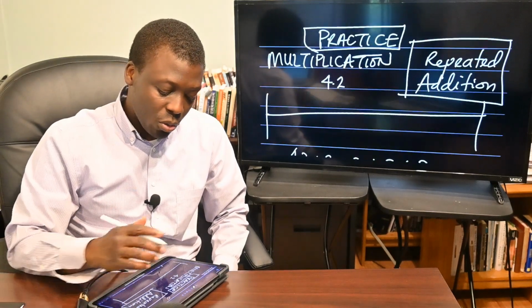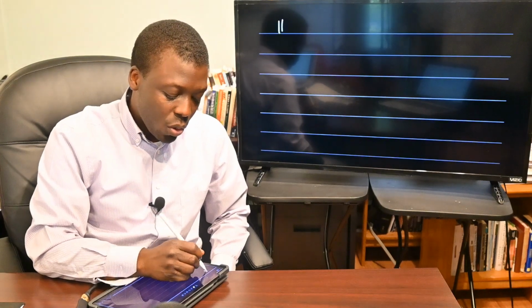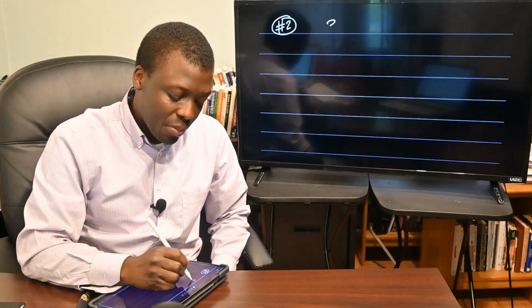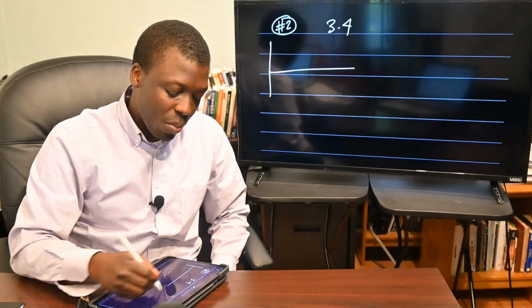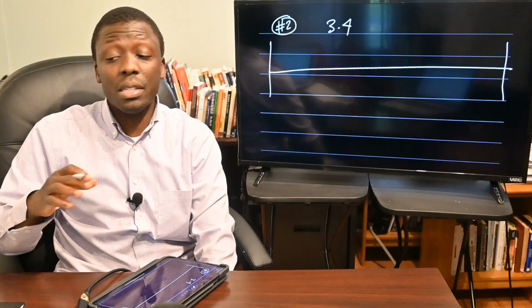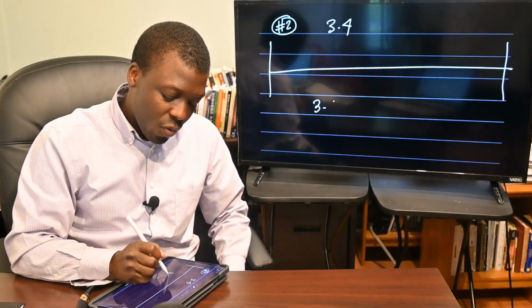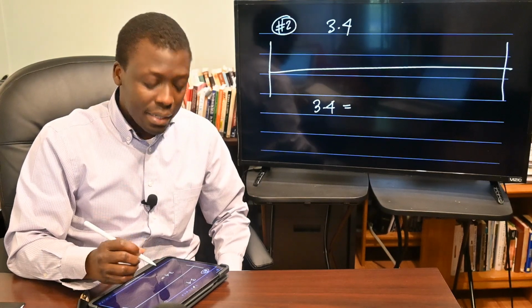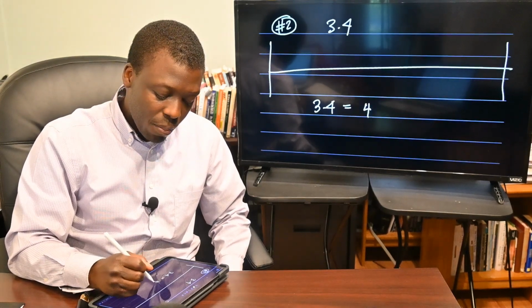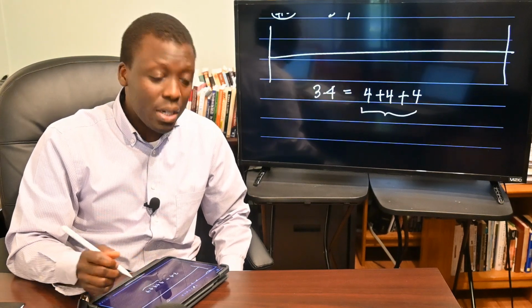Let's look at number 2. The question is, what is 3 times 4 if you're going to put it on a number line? We're going to look at the system they use. If you're looking at 3 times 4, one way you could write that is 4 plus 4 plus 4. So that's 4 three times.